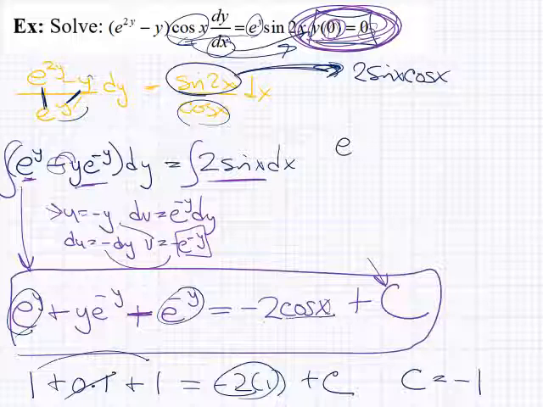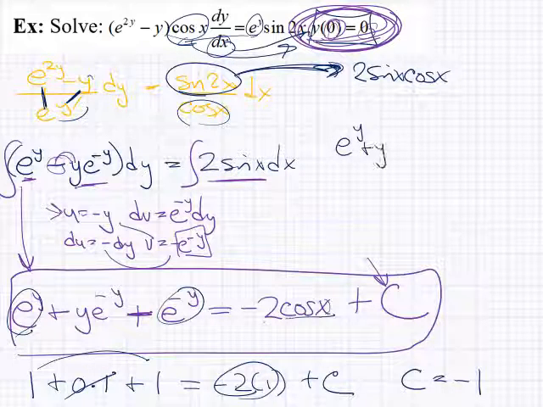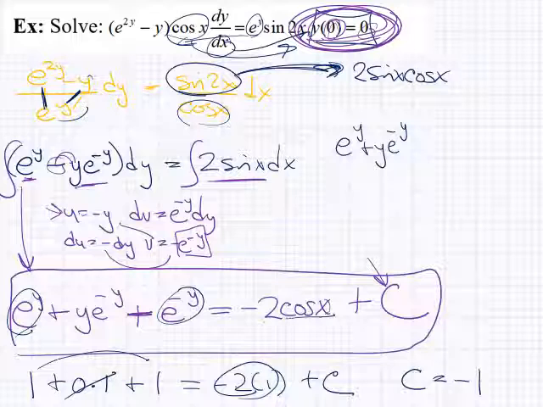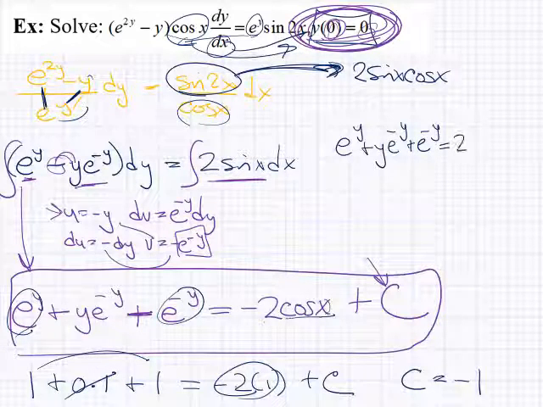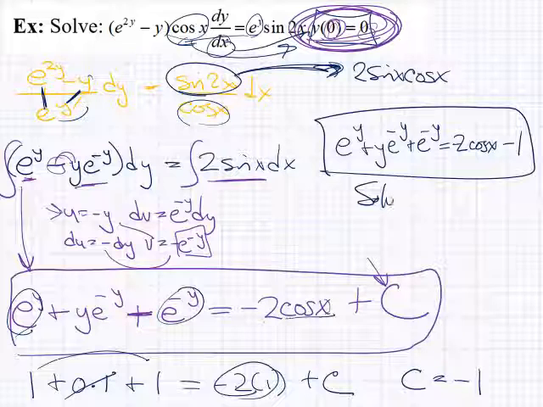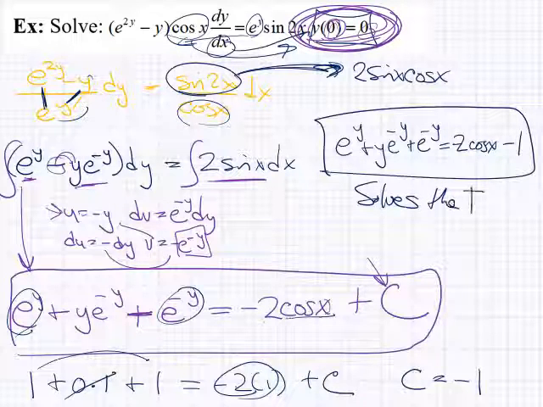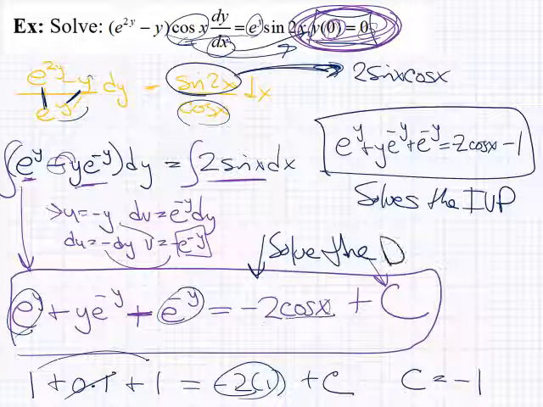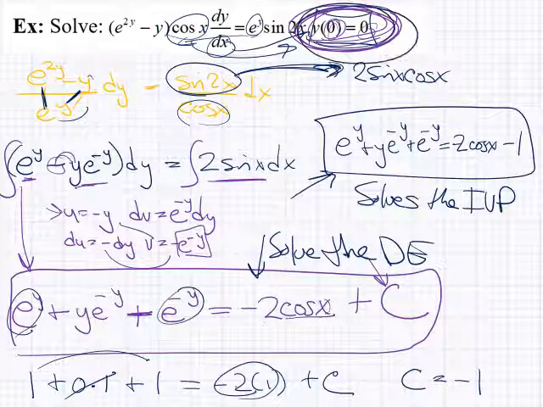So e to the y plus y e to the negative y plus e to the negative y equals negative 2 cosine x minus 1 solves the IVP. This one here solves the differential equation, and this solves the associated initial value problem.